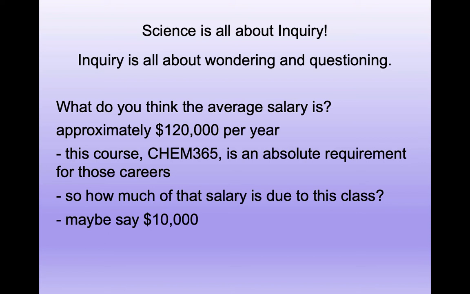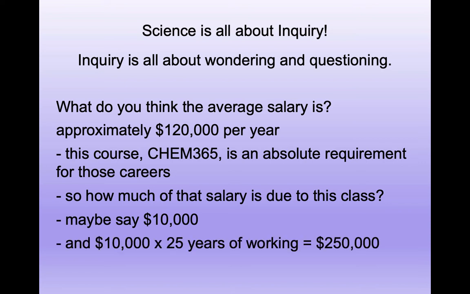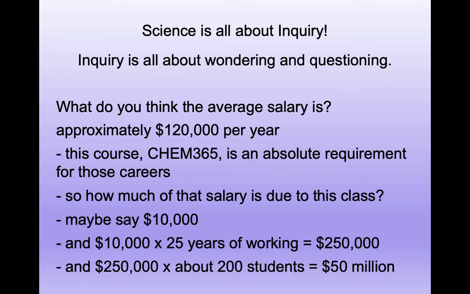If we take the $10,000 and multiply it by the 25 years of earning, that comes to $250,000 that my class is providing for you. And if I take that $250,000 and multiply it by our 200 students, that means I am earning this class $50 million in future earnings. So you better take the class seriously, work really hard, study a lot, listen to your professor, and get an A in the class, because then you can move on to these wonderful careers that are going to pay you a lot of money. So that concludes our introduction to biochemistry, Chemistry 365.